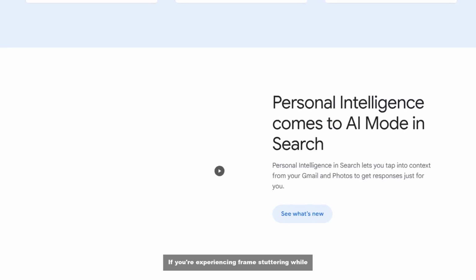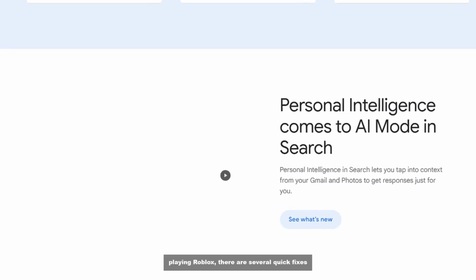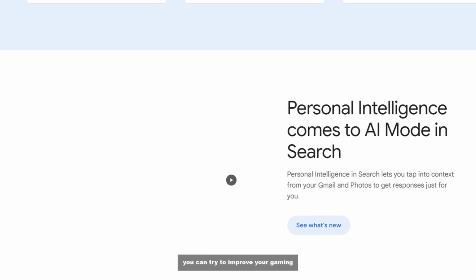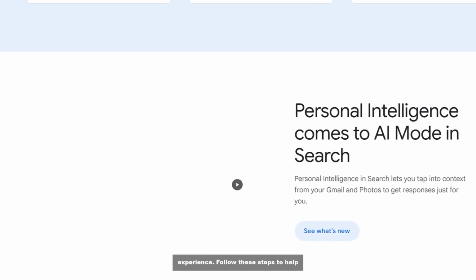If you're experiencing frame stuttering while playing Roblox, there are several quick fixes you can try to improve your gaming experience. Follow these steps to help resolve the issue.